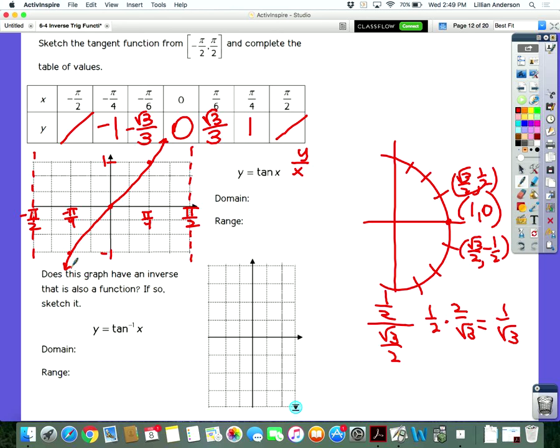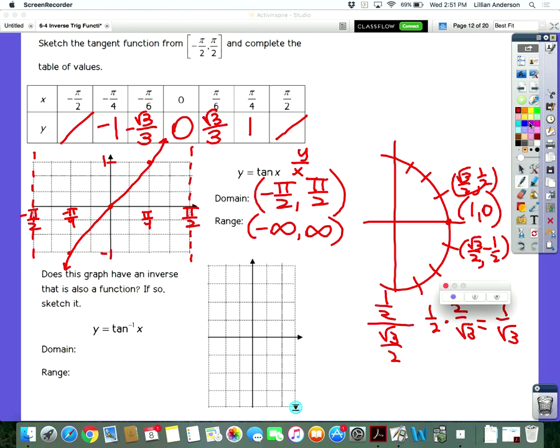What's the domain of this? Negative pi over 2, but not included. What's the range? This one, it keeps going after this, doesn't it? Forever and ever. Negative infinity to positive infinity, as long as nothing happens.